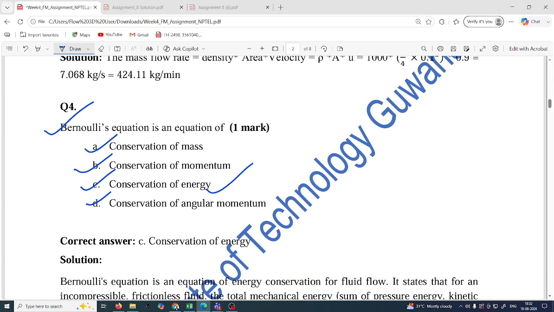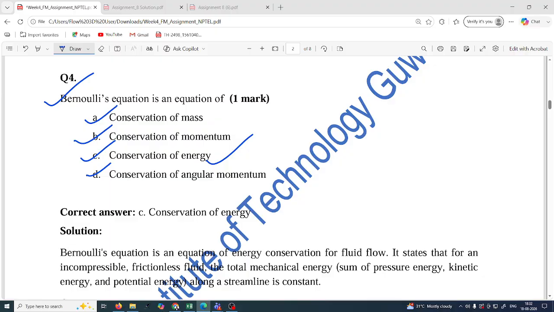Now one thing I'll suggest here, that you have to remember the assumptions behind the Bernoulli's equation. If you remember these assumptions, this will be very helpful for solving the question. Definitely you will get a question from here in your final exam. So remember always, you have to recall all the assumptions behind the Bernoulli equation. That is very important. So what is written actually here in the solution part?